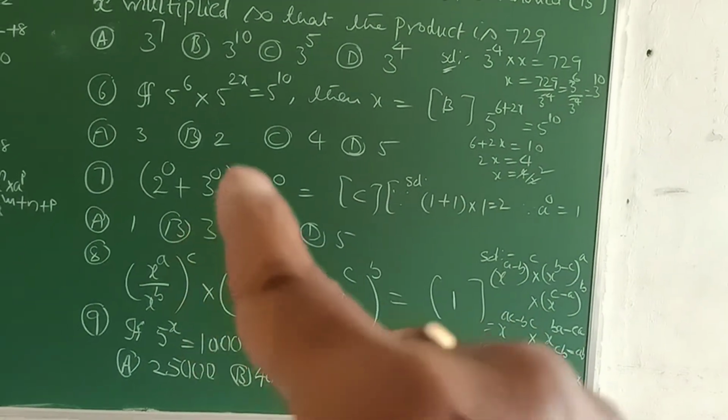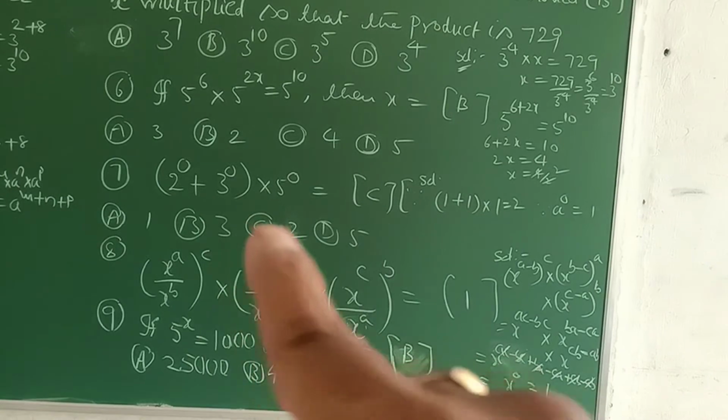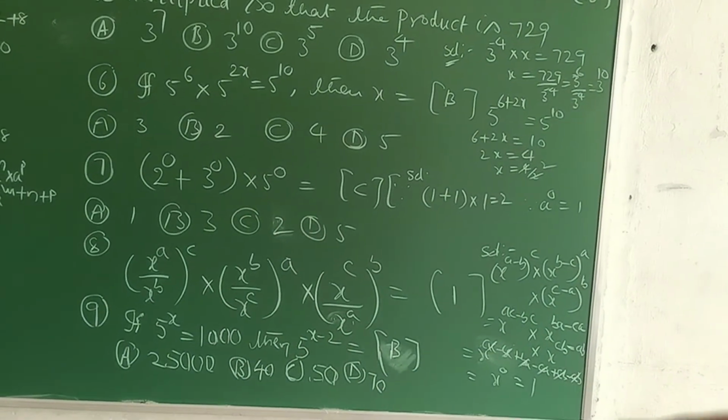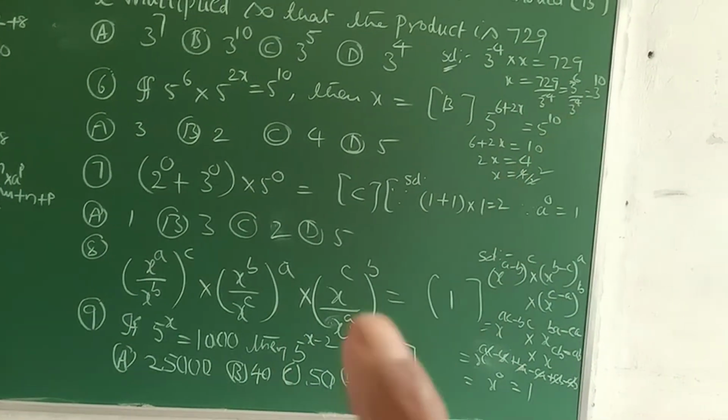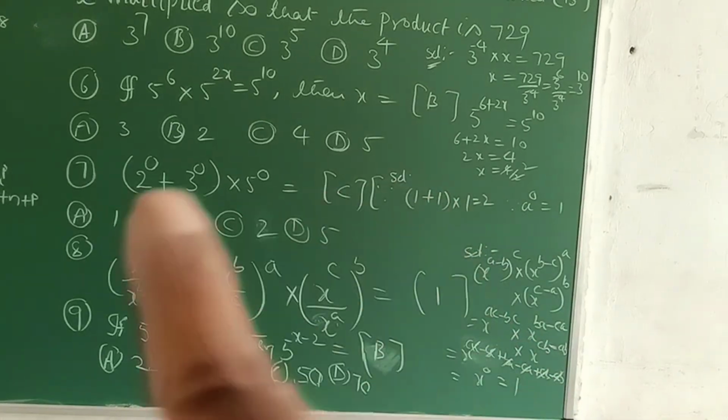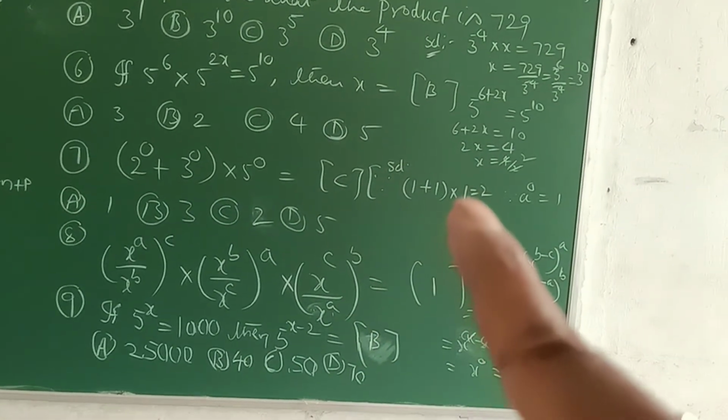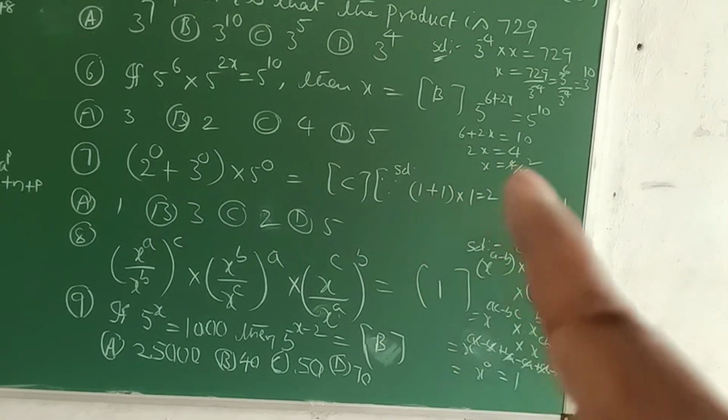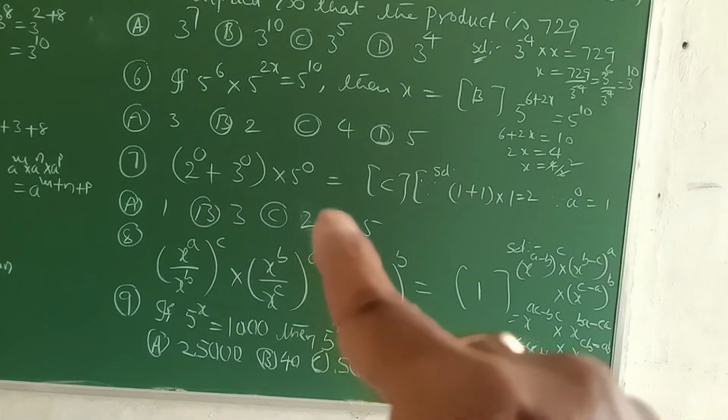Next question, 7th question, 2 power 0 plus 3 power 0 into 5 power 0 is equal to dash. Anything power 0 is 1, you know that. Therefore, 2 power 0, 1, 1 plus 1 into 1. 1 plus 1, 2, 2 into 1 is equal to 2, therefore the option is C.